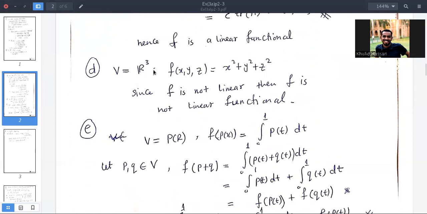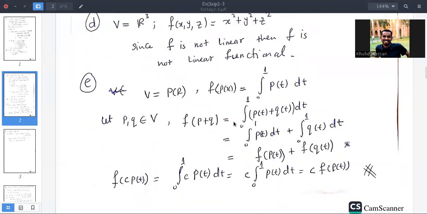V is a space in R3, the R3 space. So our function is defined as f of x, y, z equals x squared plus y squared plus z squared. Since it has x squared, y squared, z squared, it is not linear. Linearity implies that the power is 1. The power is always one. Here we have power 2, so f is not a linear functional.